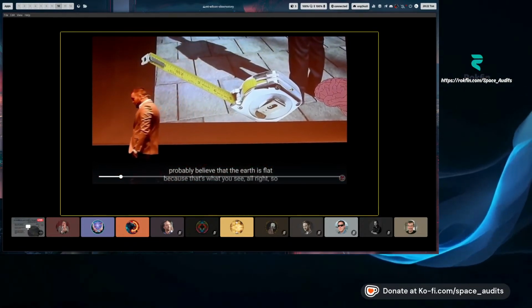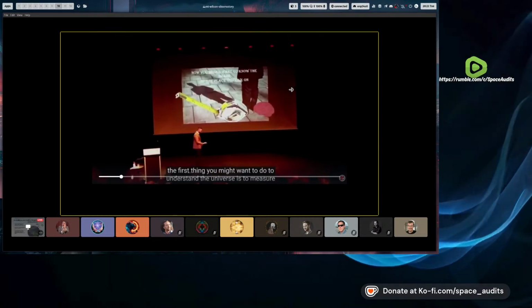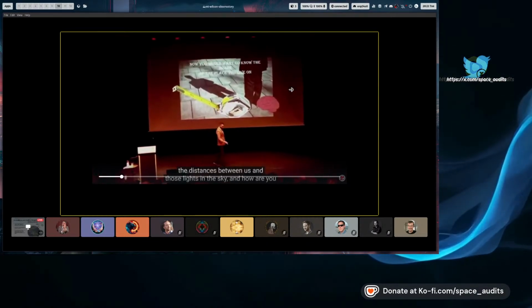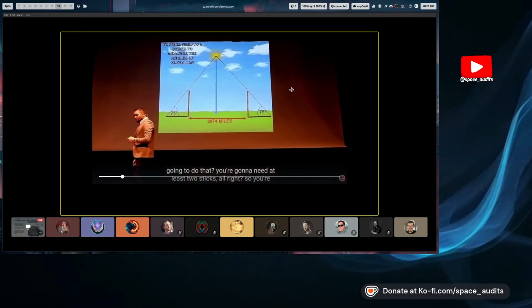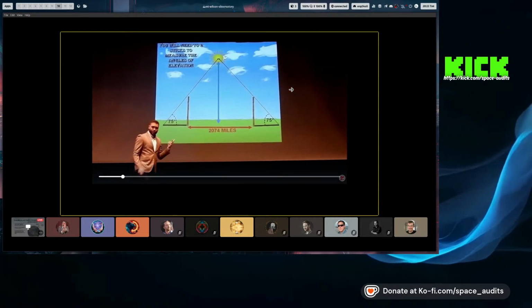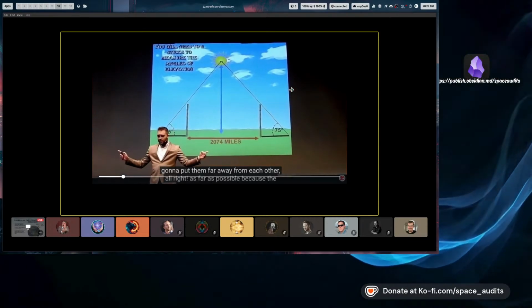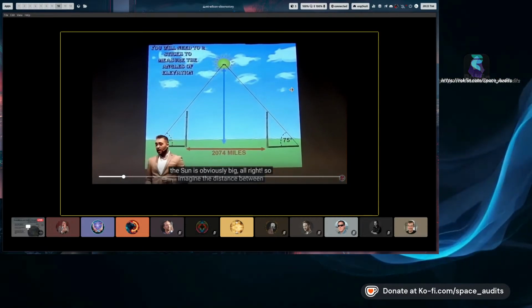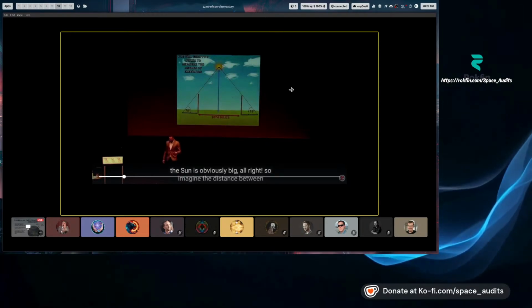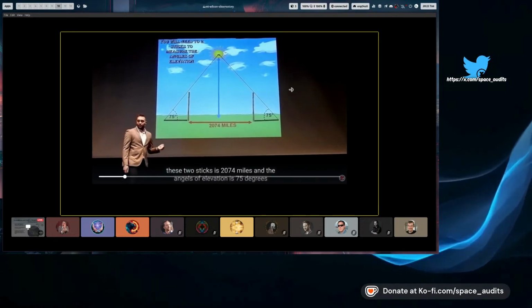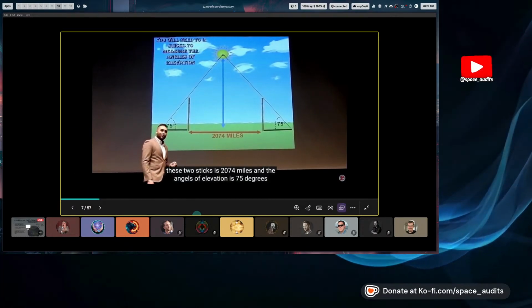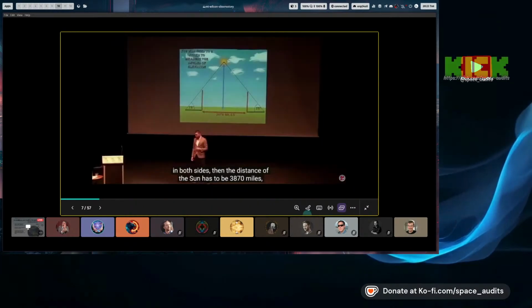All right. So the first thing you might want to do to understand the universe is to measure the distances between us and those lights in the sky. And how are you going to do that? You're going to need at least two sticks. All right. So you're going to put them far away from each other. As far as possible, because the sun is obviously big. All right. So imagine the distance between these two sticks is 2,074 miles, and the angles of elevation is 75 degrees on both sides.